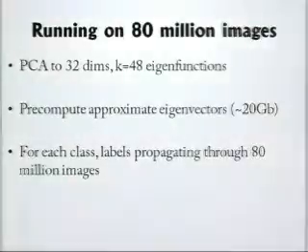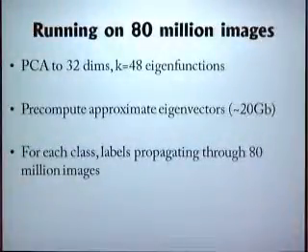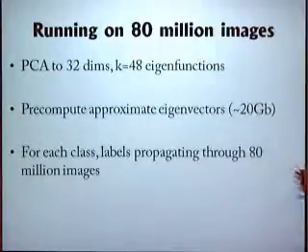We took the gist descriptor for each of those 79 million images, ran PCA down to 32 dimensions, and computed the first 48 eigenfunctions of that data. We pre-compute all this ahead of time, and you end up with this giant 20 gigabyte matrix. So this is an 80 million by 48 matrix.